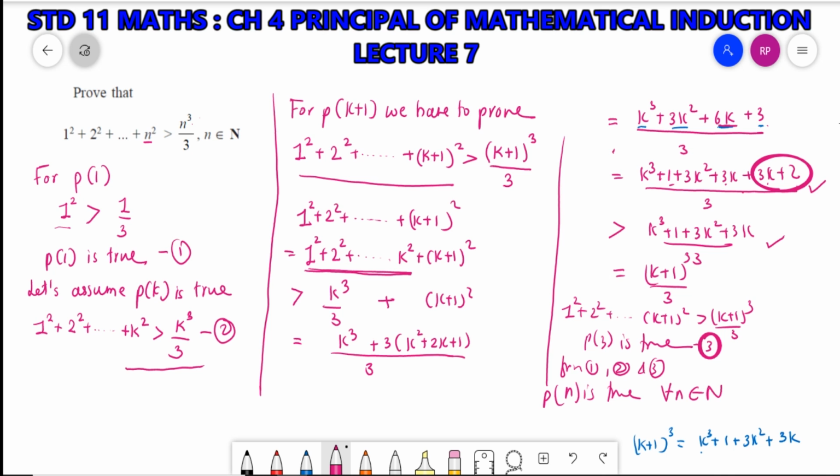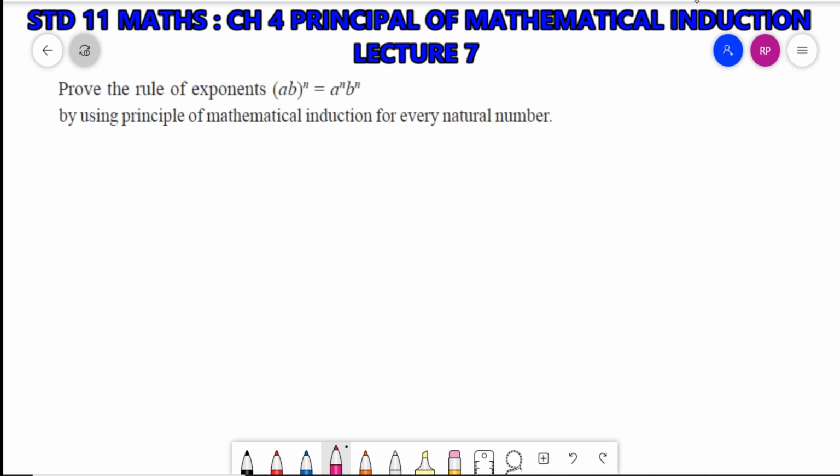Now let's take one more question. Through the rule of exponents, (ab) whole raised to n is equal to a raised to n into b raised to n. Okay? Let's see for P of 1. (ab) whole raised to 1 will be equal to ab. That means a raised to 1 into b raised to 1. So it is true. Hence, P of 1 is true.